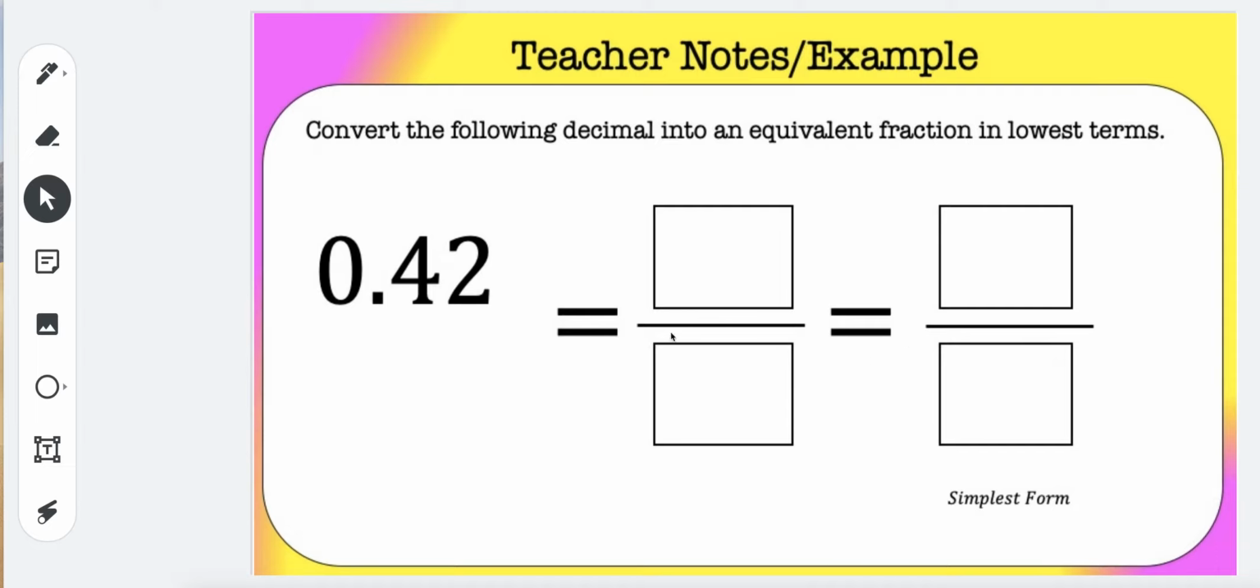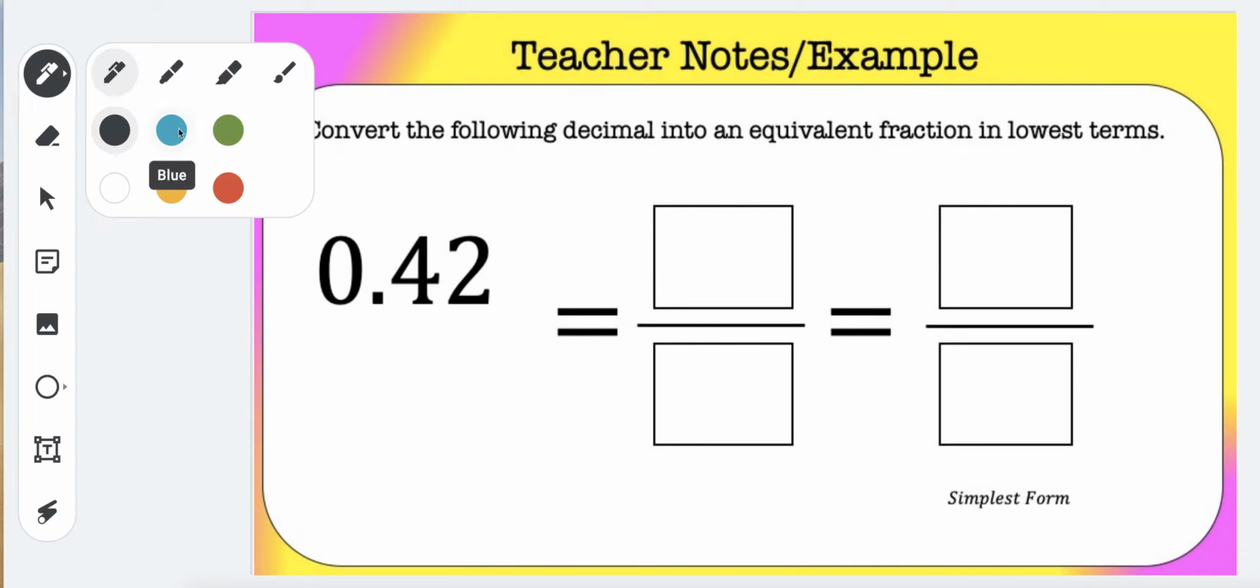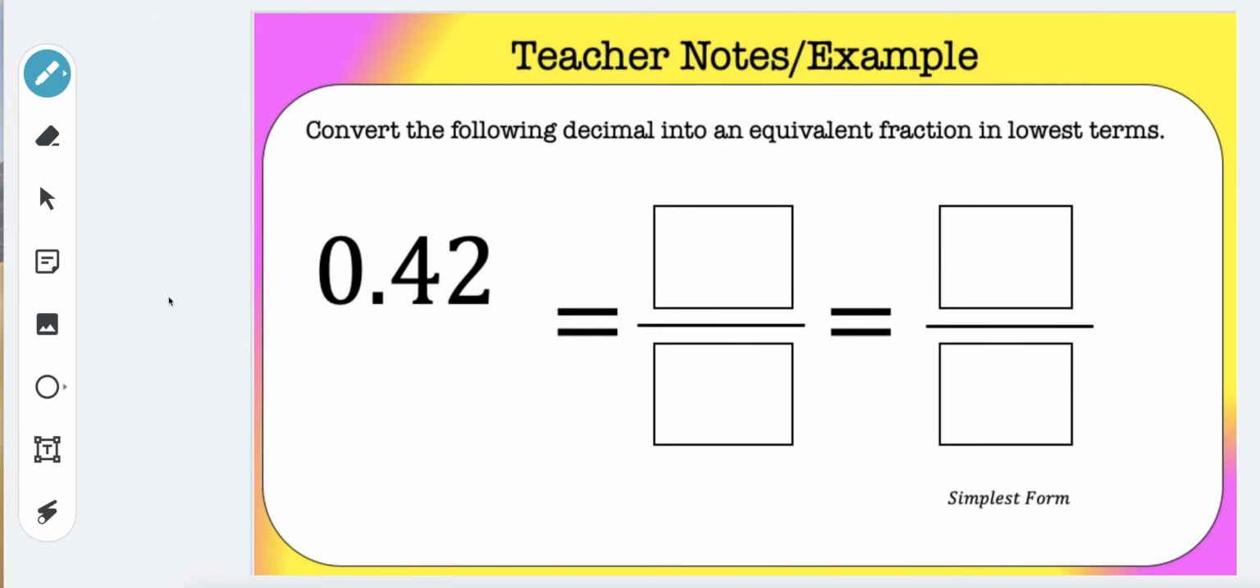Step number one is you write the decimal as a fraction over 1. Let me show you what that looks like. Come over here and grab a marker or a pen. So we're going to write this over 1, just like this.